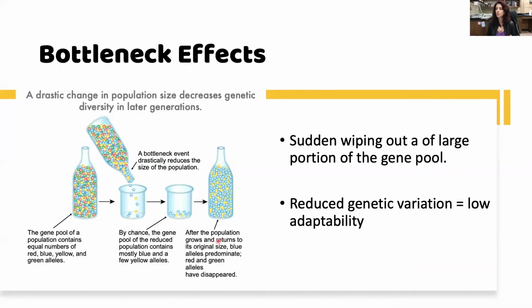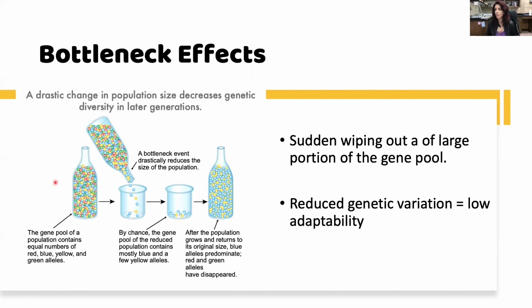This is a pretty standard illustration of what we mean by the bottleneck effect. This represents a drastic change in population size, thereby decreasing the genetic diversity in later generations. So this is a sudden wiping out of the entire diversity of the gene pool. We don't have everything eradicated at once, but here the survivor's genetic structure becomes the entire population's genetic structure. And that could be very, very different from the pre-disaster population.